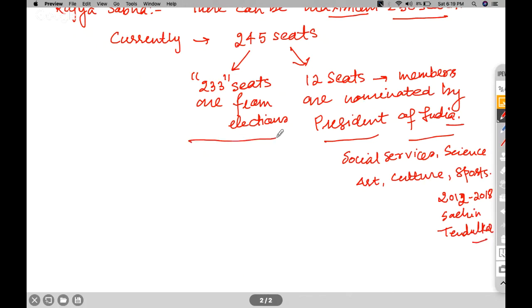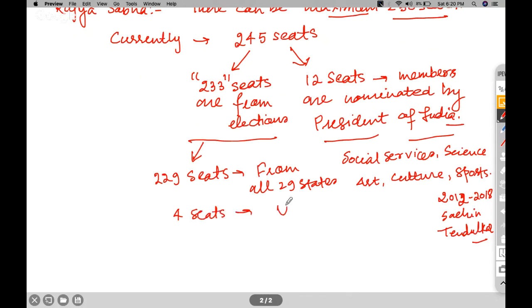Now, out of these 233 seats which go for election, 229 seats are for states from all 29 states, and 4 seats are from UTs, and there is only one UT from where Rajya Sabha members are selected. All of them come from New Delhi. So a question can be: which is the only union territory in India which has its representation in Rajya Sabha? The answer is New Delhi.